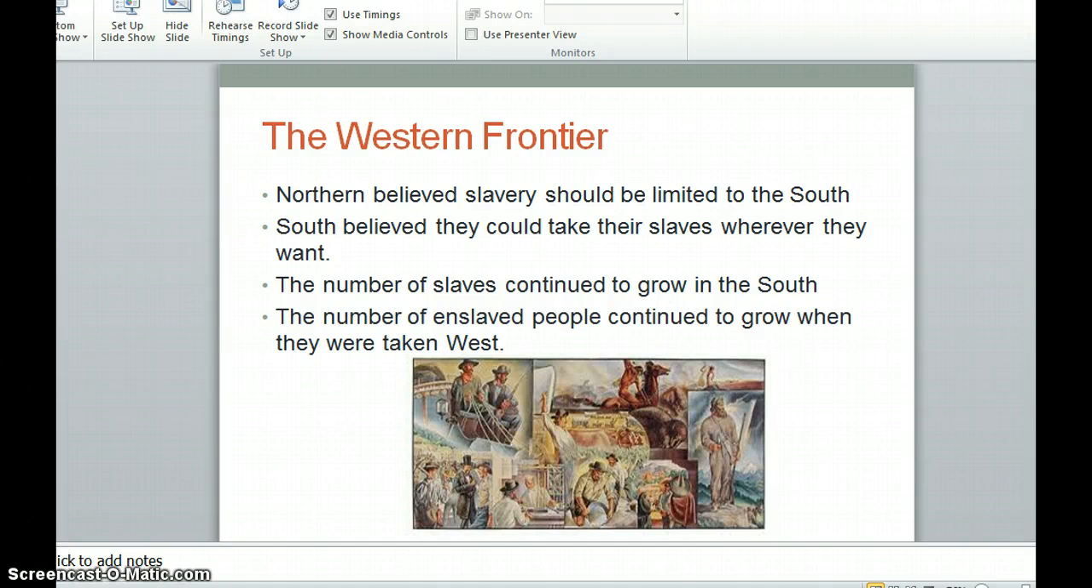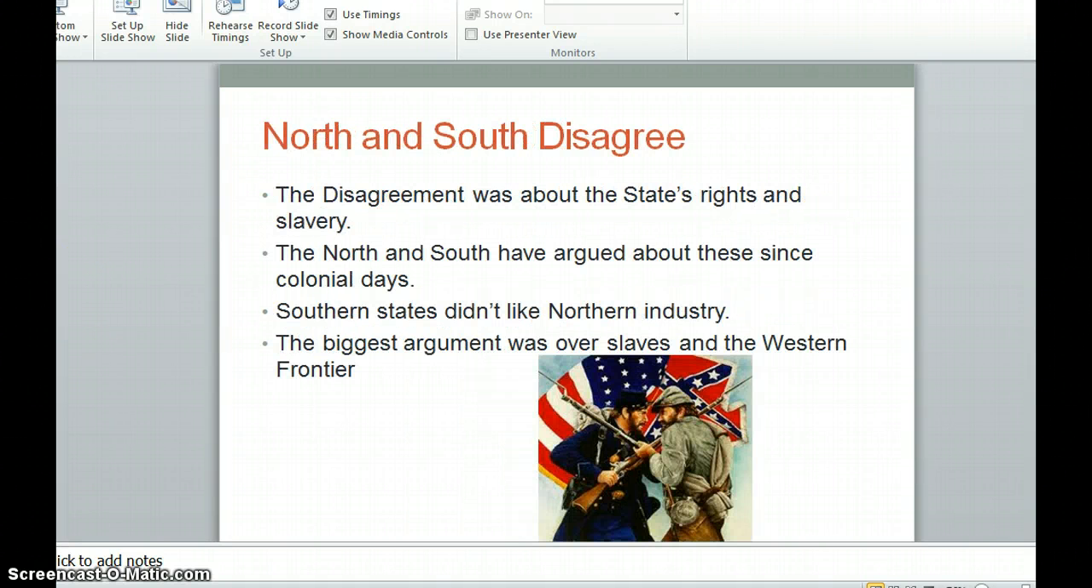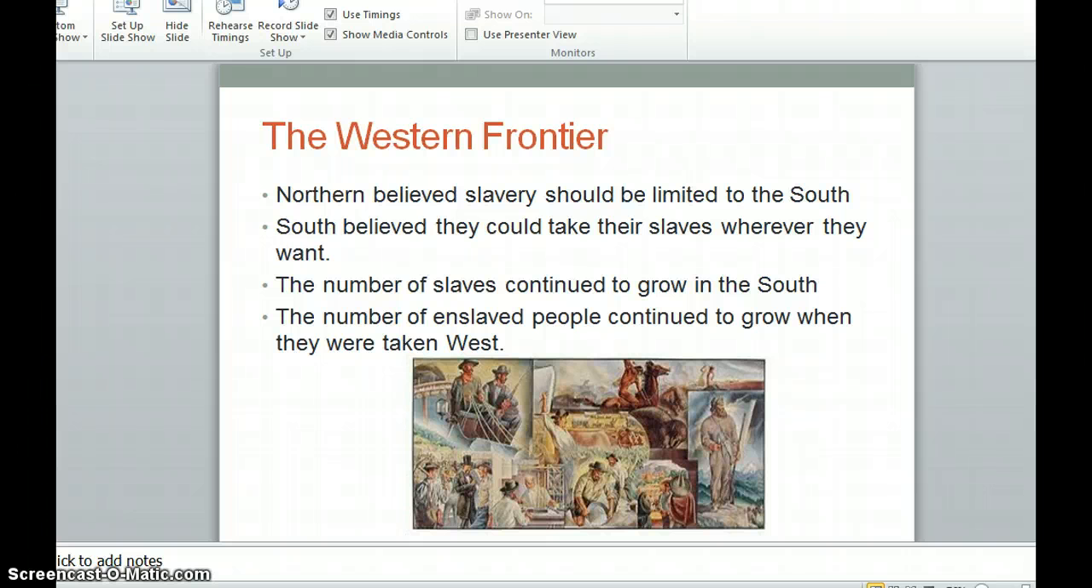The Western frontier. Northerners believed slavery should be limited to the South. The South believed they could take their slaves wherever they wanted. The number of slaves continued to grow in the South, and the number of enslaved people continued to grow when they were taken west. Those that were in the South took them west with them as they moved.